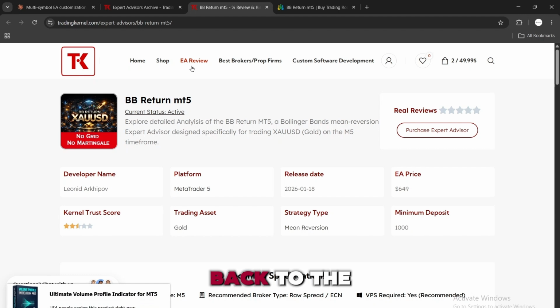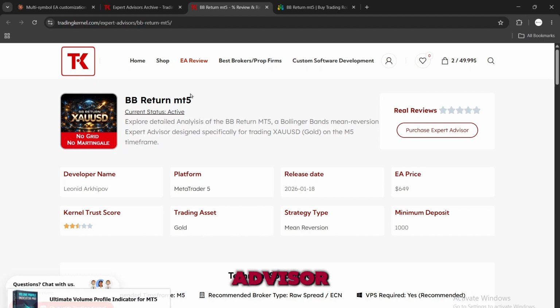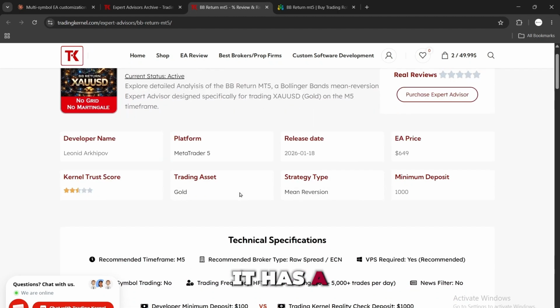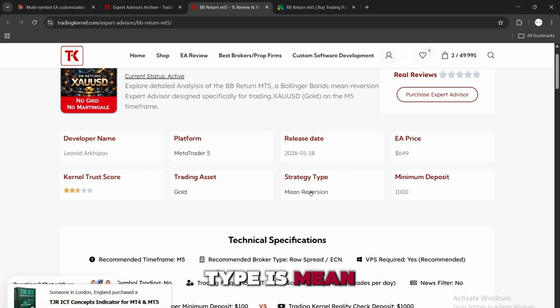Let's head back to the BB Return Expert Advisor. It's developed by this guy, I can't really pronounce this. It's currently built for MetaTrader 5. It was released on the 18th of January 2026. It's currently selling at $649. It has a Kernel Trust Score of 2.5, and we're going to go over why I scored it a 2.5 out of 5. The current asset is gold, and the strategy type is mean reversion.